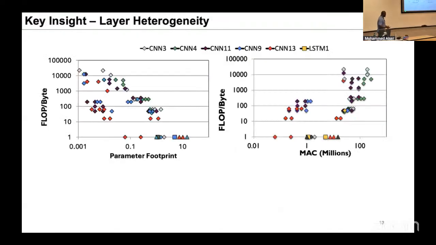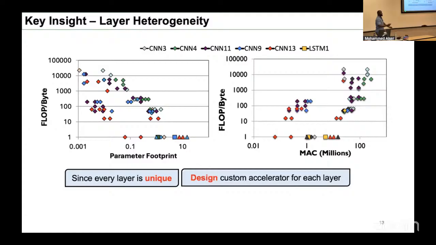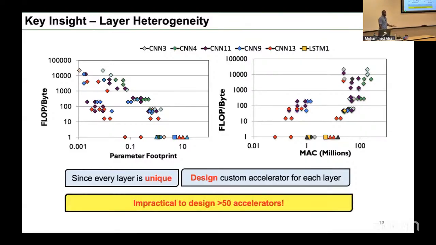So we've established that. For example, if we take this CNN 13 and plot the parameter reuse against the parameter footprint, we can see different layers have different properties. So that is a problem. We could say that since every layer is unique, we need to design a custom accelerator for each layer. But what is the problem? It's an impractical design.